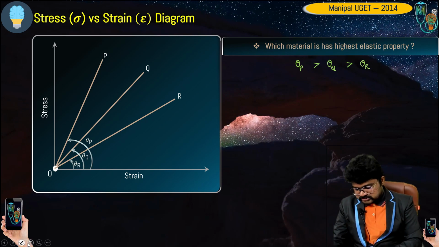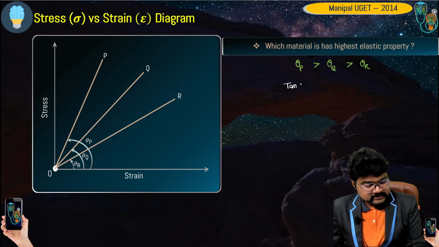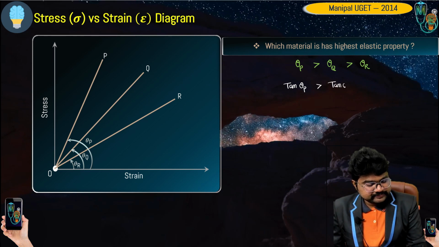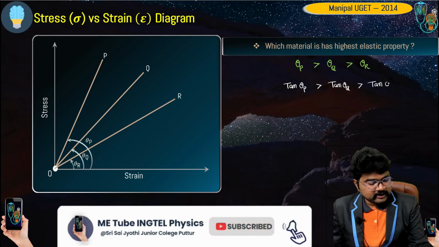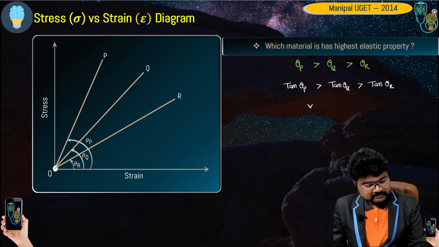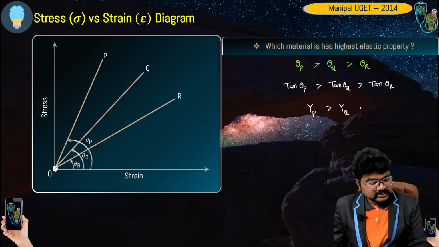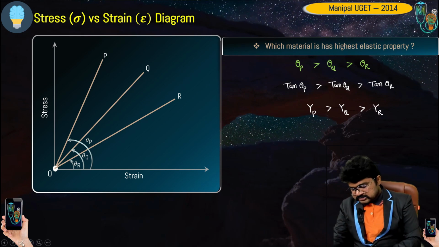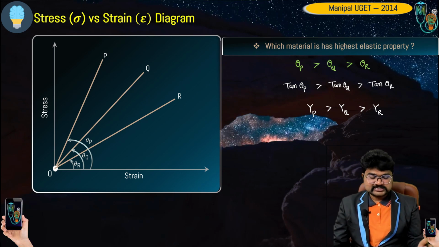So tan theta P is greater than tan theta Q, which is greater than tan theta R. So the Young's modulus of material P is greater than Young's modulus of material Q, which is greater than Young's modulus of material R. So R has the lowest elastic property.